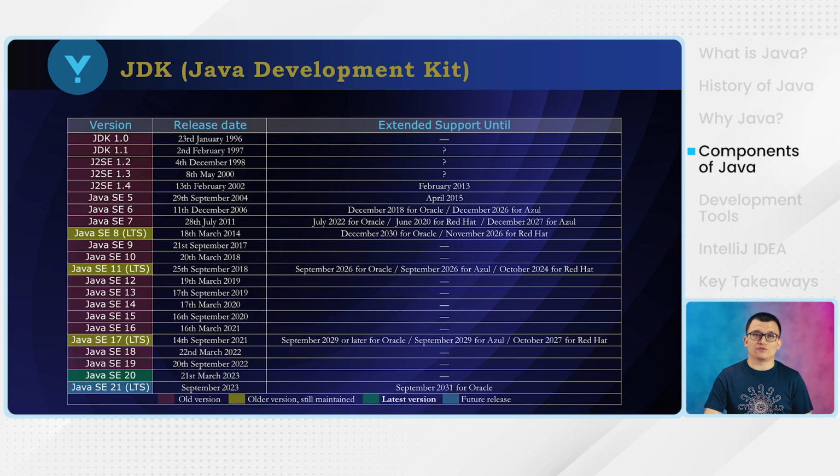And if you need to use a long-term supported JDK, you could go with 8, 11, or 17, because those versions are the long-term versions. For example, 8 is extended till December 2030, and 11 is extended till September 2026. And JDK 17 is extended till September 2029. So until this time, you can continue to use those JDK versions.